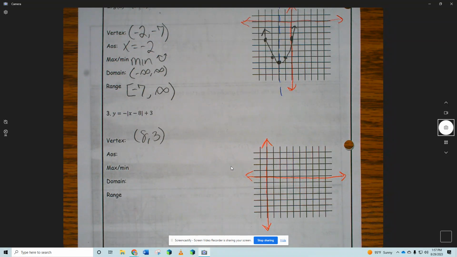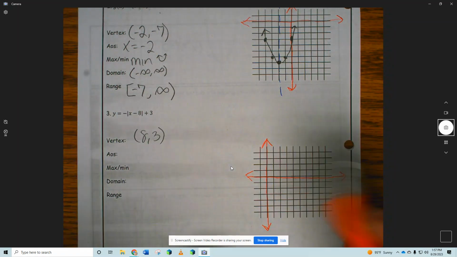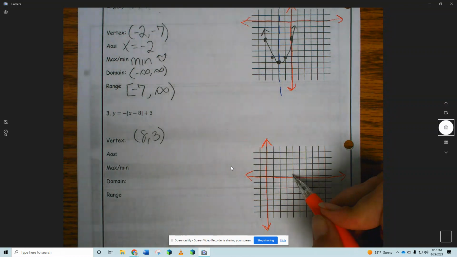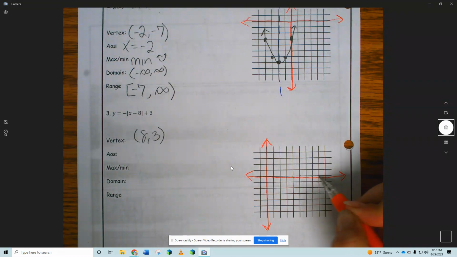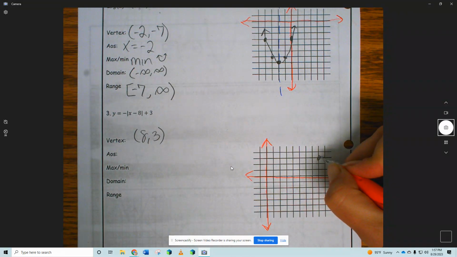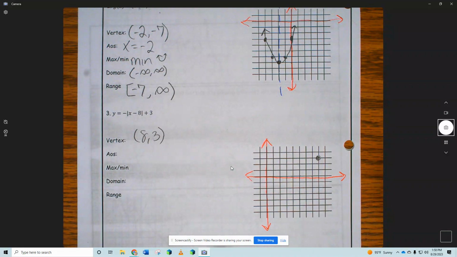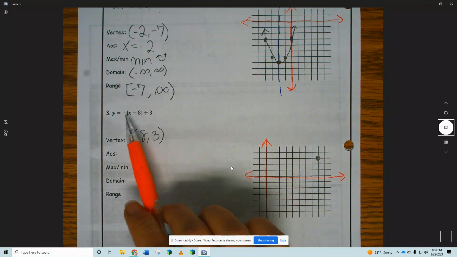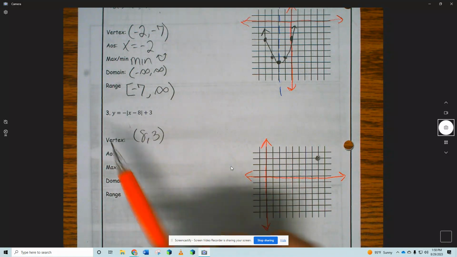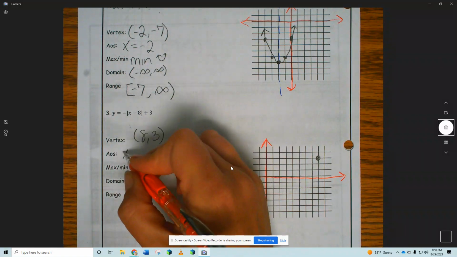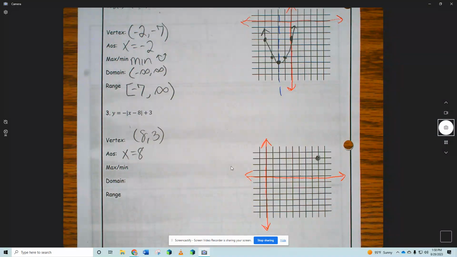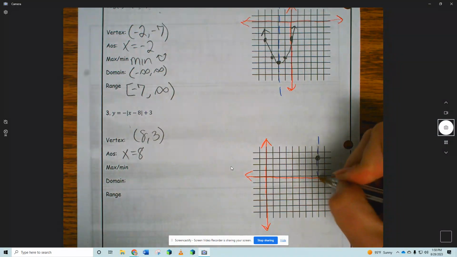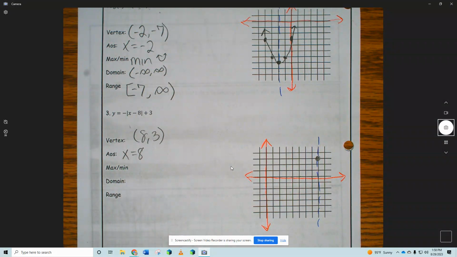Eight to the right, 3 up. One, two, three, four, five, six, 7, 8. Is this facing upward or downward? Downward because there's a negative in front. My axis of symmetry is x equals 8. I'll draw a blue line, cutting it in half.